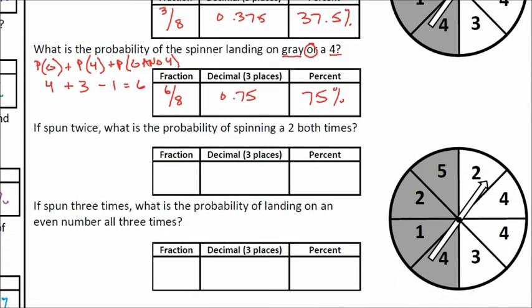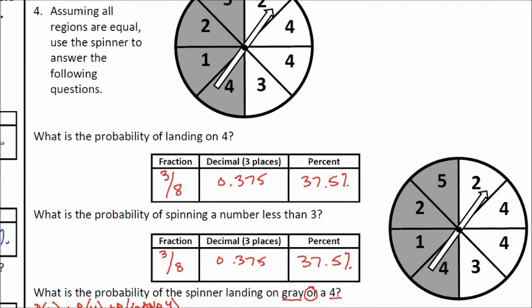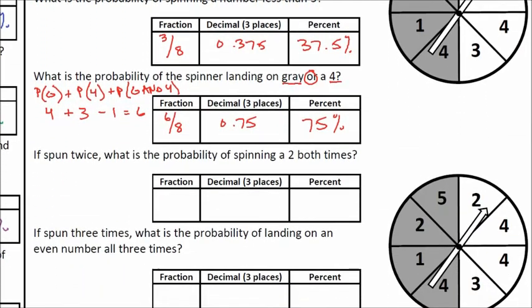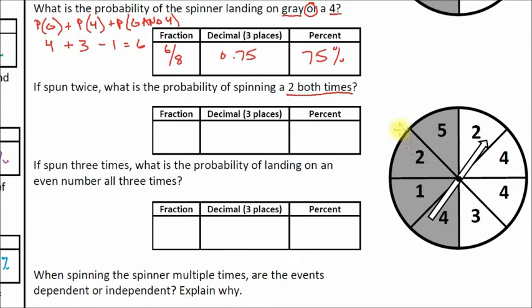Let's take a look. Okay, now we're spinning the spinner twice. Remember, class, if it doesn't specify how many times you are spinning the spinner, you can assume we're spinning 1 time. But now the next question says if spun twice, what is the probability of spinning a 2 both times? Let's scroll up where I can see the next spinner. If we want things to happen twice in a row, we take the probability of landing on 2 and multiply it by the probability of landing on 2. These are independent events because a spinner does not remember what happened before. It doesn't change the outcome of the next spin.